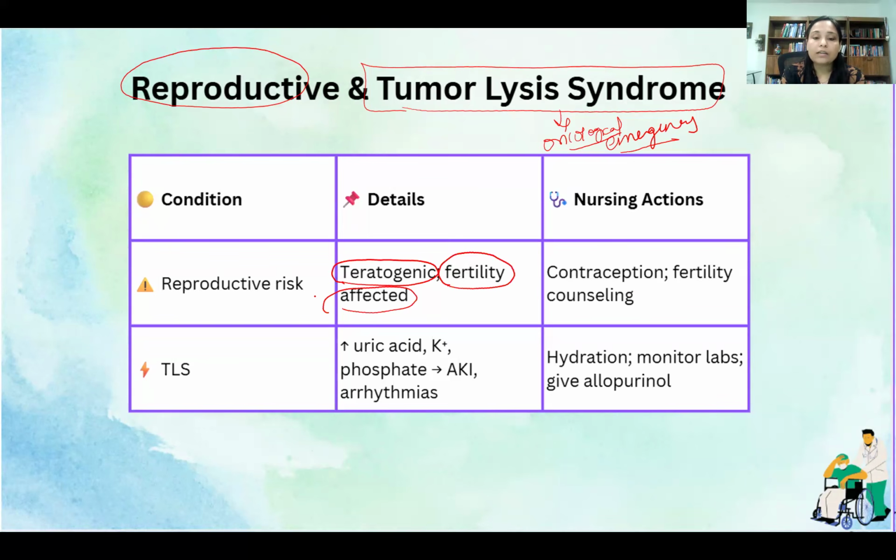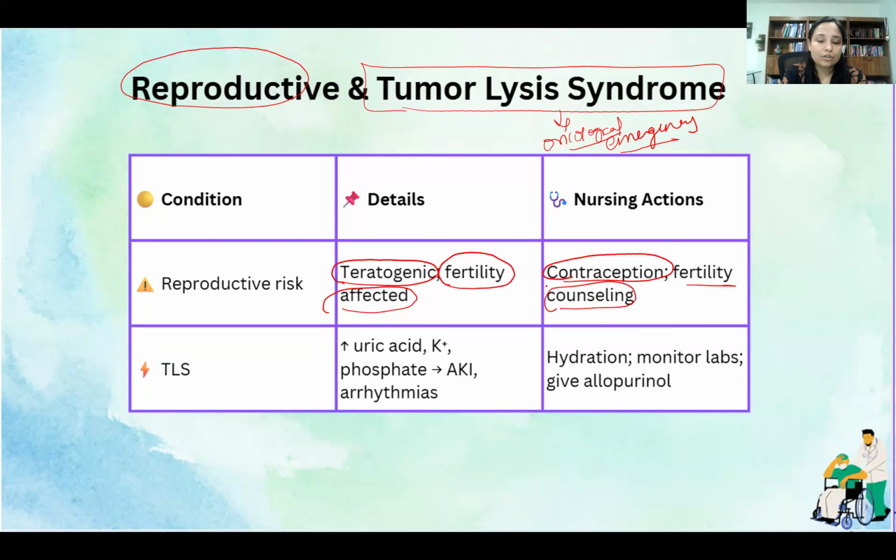we can give them. And these medications are definitely teratogenic. Also, these medications damage the healthy sperm cells. So fertility is definitely getting affected. Contraception, you need to talk about when the patient is on this medication, because we don't want this patient to get pregnant or have kids, because these medications are teratogenic, so we don't want any congenital malformation. Fertility counseling we need to provide to the patient.